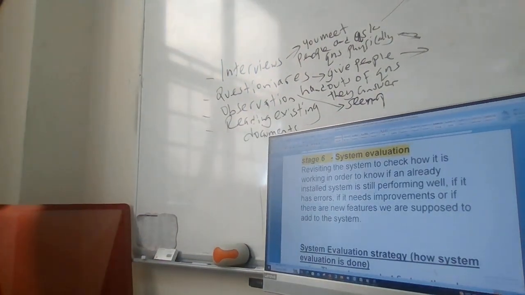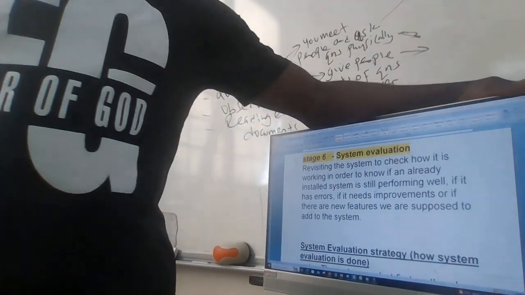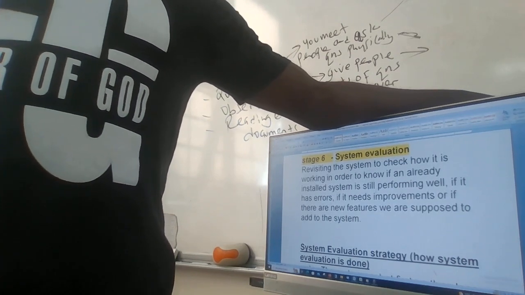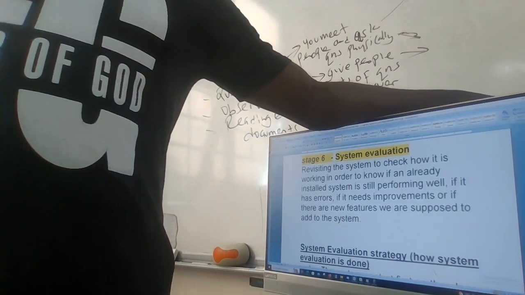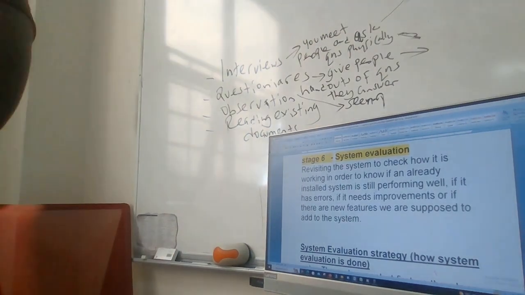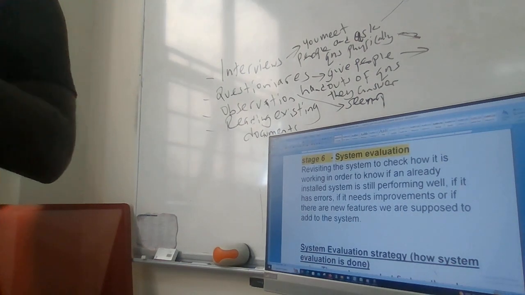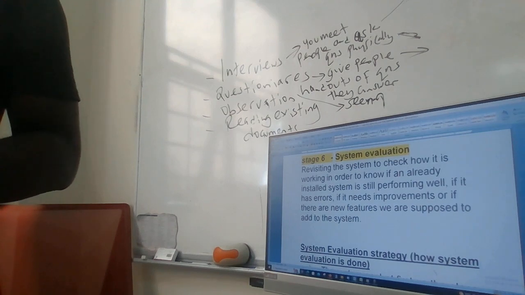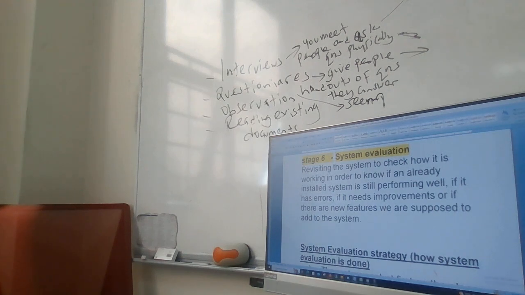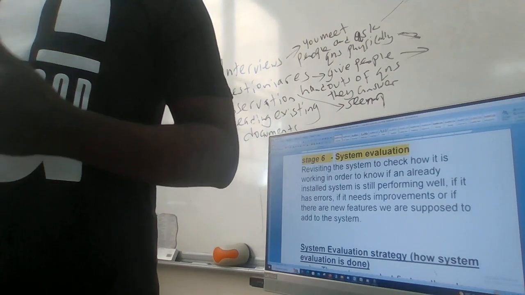After documentation, we go to system evaluation. This is very simple. Now, what does evaluation mean? Evaluation basically means checking how the system is performing. Do you know why it is important? To find out if it has errors, it needs improvements, or it needs some adjustments.